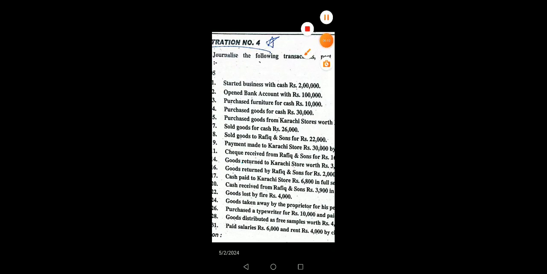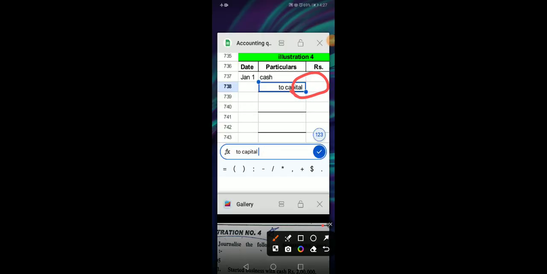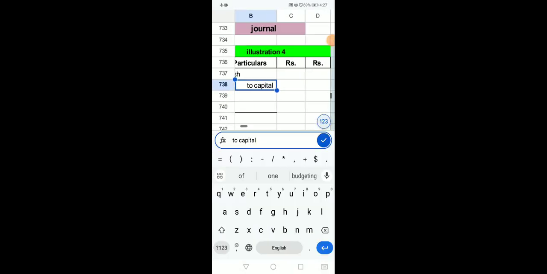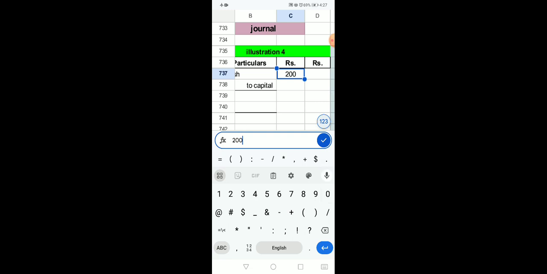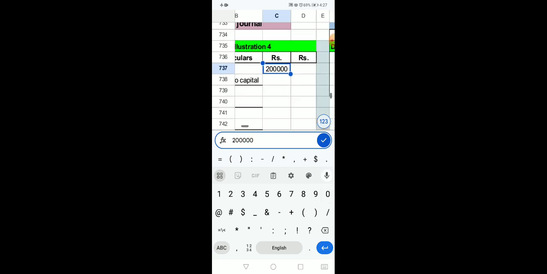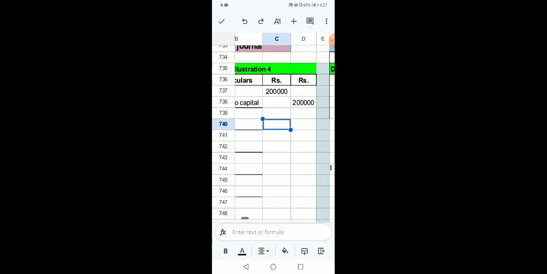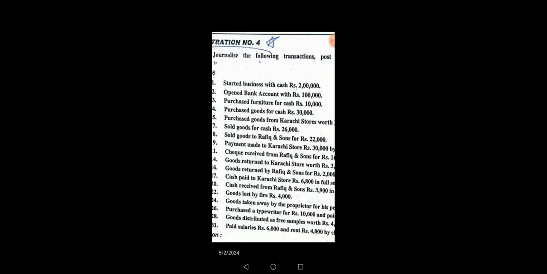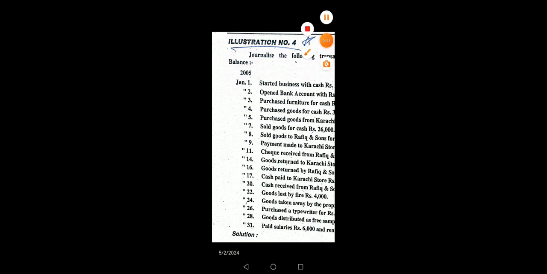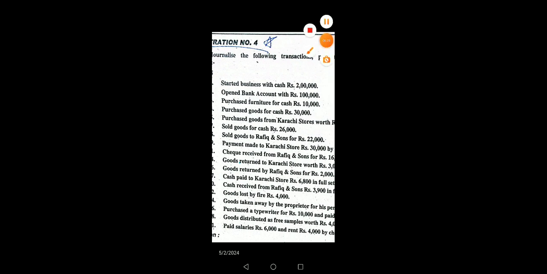On January 1st the amount is 2 lakh rupees. So you are going to post 2 lakh rupees on the debit side, and the same amount you will be posting on the credit side as well. All right, this way you have completed your first entry for January 1, and now you are going to see what the second entry is saying.